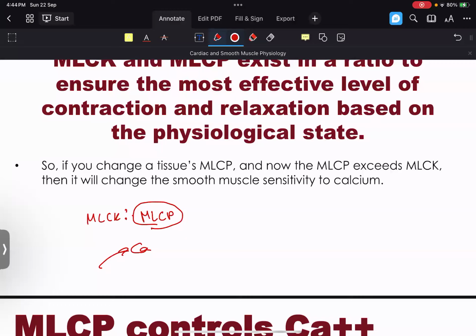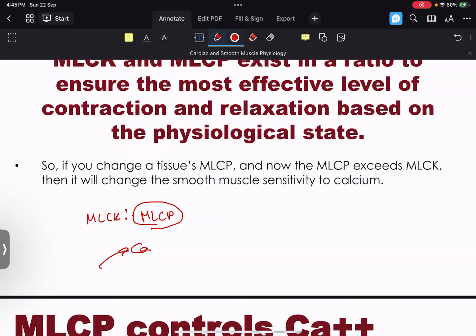Could you repeat? Yeah, absolutely. Again, what I'm trying to explain through the slide is that your MLCK and your MLCP exist in a ratio. So it's not like you never have MLCP when you're contracting, and you always have MLCK when you're contracting. They exist in a different ratio. So when the tissue is trying to contract, the ratio of the MLCK will increase, and when you're trying to relax, then the MLCP will increase.